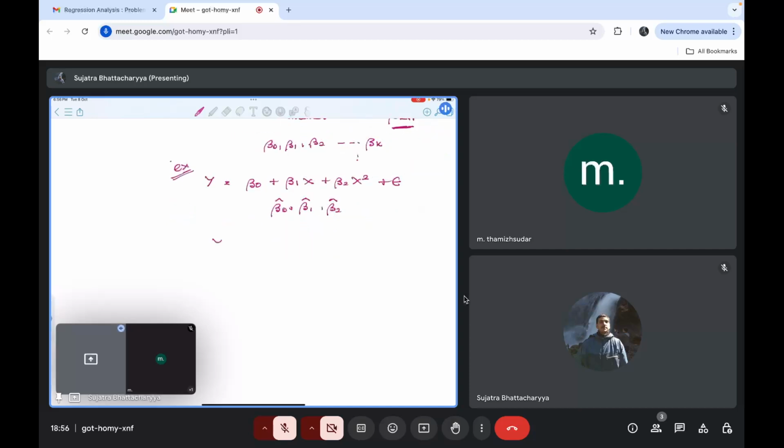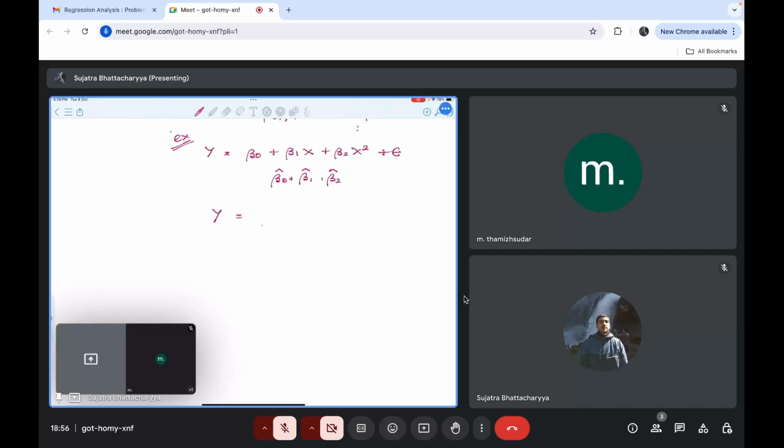Now we have seen that the x-y data fit to this second order polynomial is not very good. We need to introduce another variable. So let's go for the third order polynomial: beta naught plus beta 1 x plus beta 2 x square plus beta 3 dash x cube plus epsilon. Okay, we change to this.